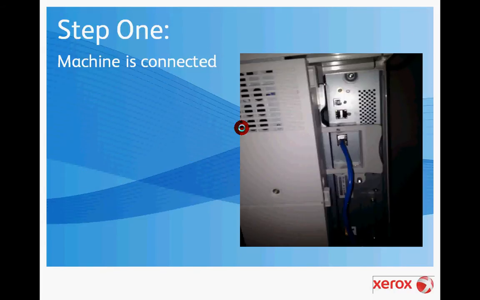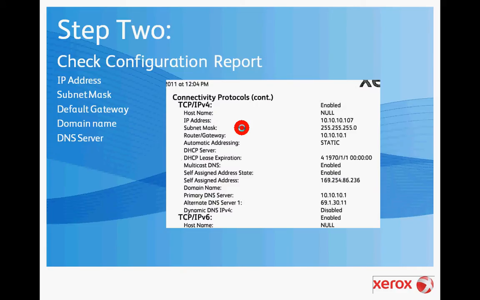So, starting with the basics, the very first step, we want to make sure that the device is connected to a network. If it's connected to a network, then we want to print out a configuration report and take a look at the TCP/IP settings. It may already have everything configured that we need, but we do want to validate it specifically if we've been called out to enable the device for edge connectivity. Make a special note of the IP address because we'll use that in a moment to access the machine's web page.